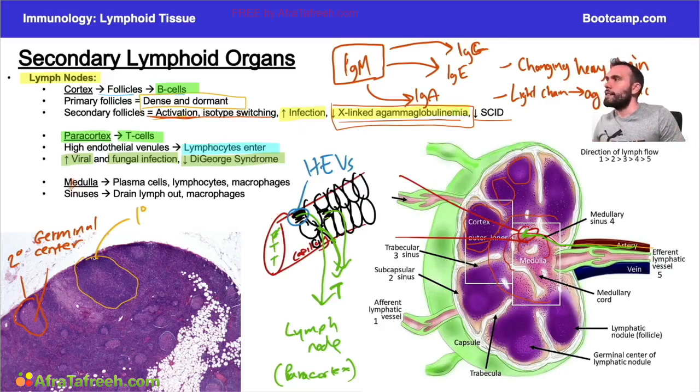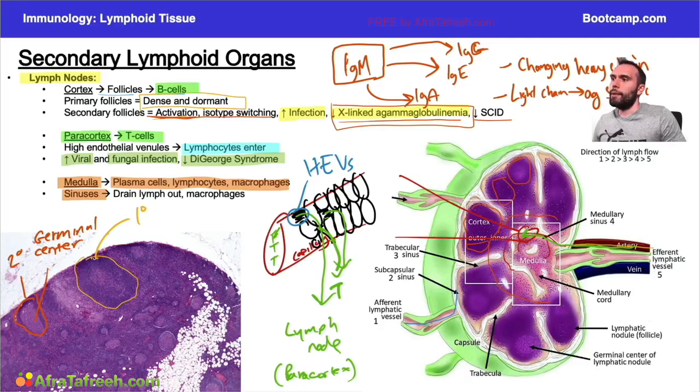Okay, finally, last thing here, the medulla. Again, that's going to be this inner layer. You're going to have your sinuses here. Here you'll see plasma cells, lymphocytes, and macrophages. The idea here is, right, we're bringing in this blood. Eventually, this blood is going to come out through our venous system. It's going to come out through an efferent vessel. And then we also have lymph coming in through afferent vessels and then leaving through efferent vessels.